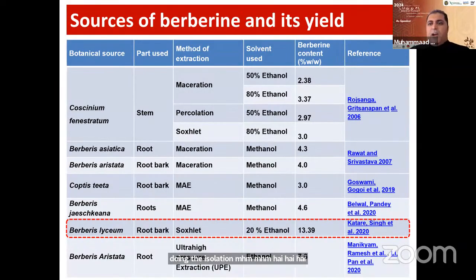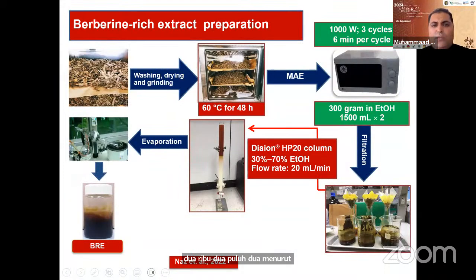We did a survey and found that until now, the maximum berberine content reported in the literature is 13.39% weight by weight using HPLC. They used a Soxhlet apparatus for extraction, and it was obtained from the root bark. So we thought that if we prepare a berberine rich extract, we can use it as a bioequivalent of pure berberine, which is commercially very expensive.